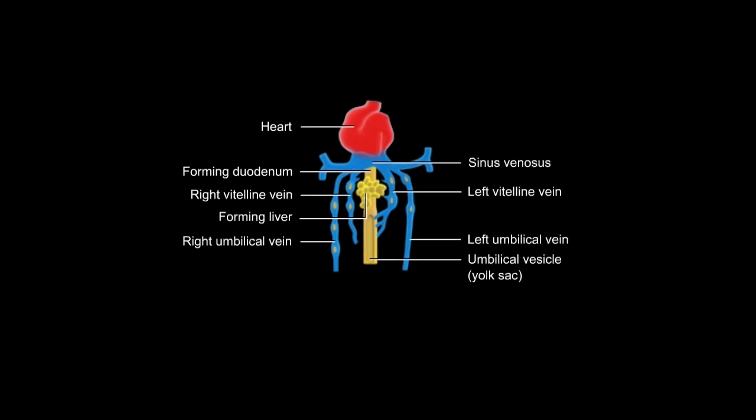Let us now consider the vitelline and umbilical veins. The vitelline veins, carrying deoxygenated blood from the umbilical vesicle, and the umbilical veins, carrying oxygenated blood from the placenta, enter the sinus venosus, the venous end of the developing heart. The developing liver can also be seen. In this image, the vitelline veins have begun to form the hepatic portal system, while the umbilical veins can be seen on each side of the developing liver.